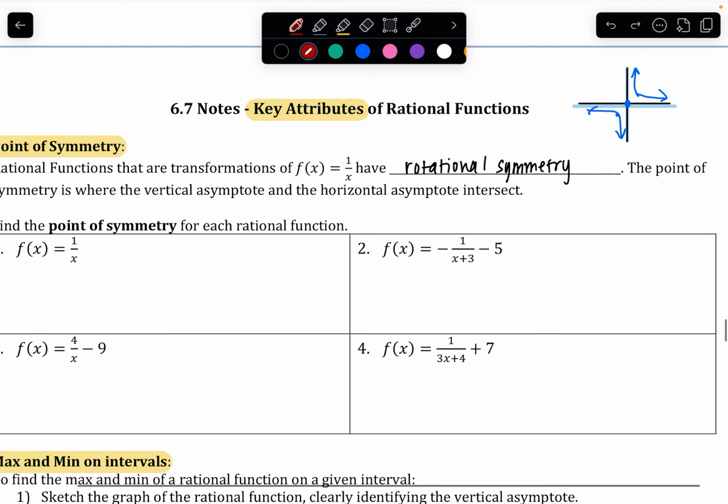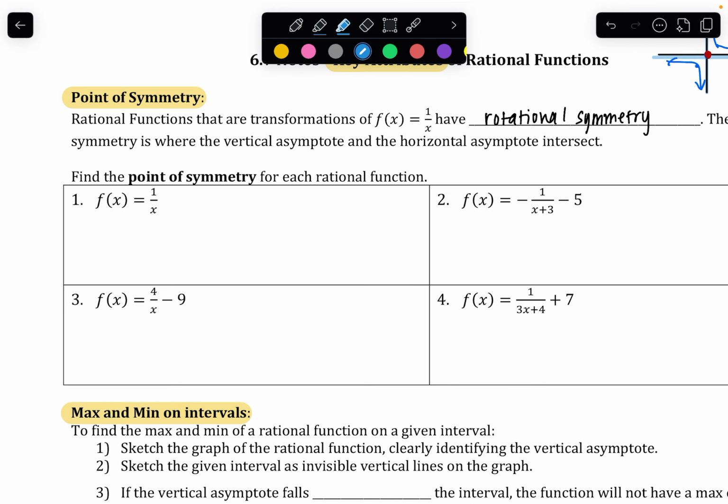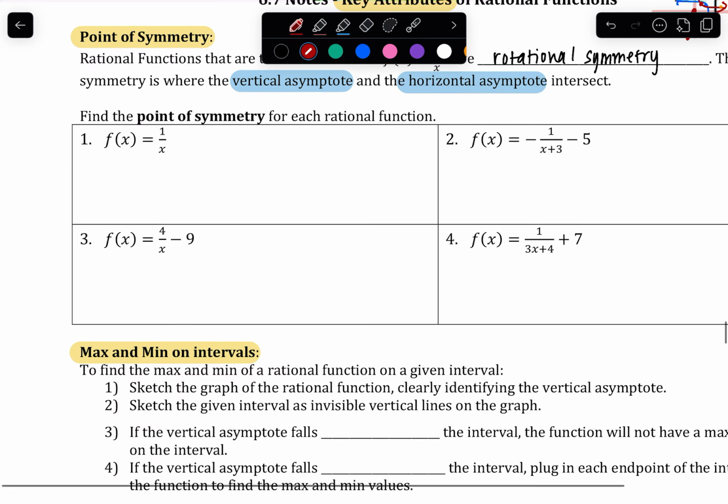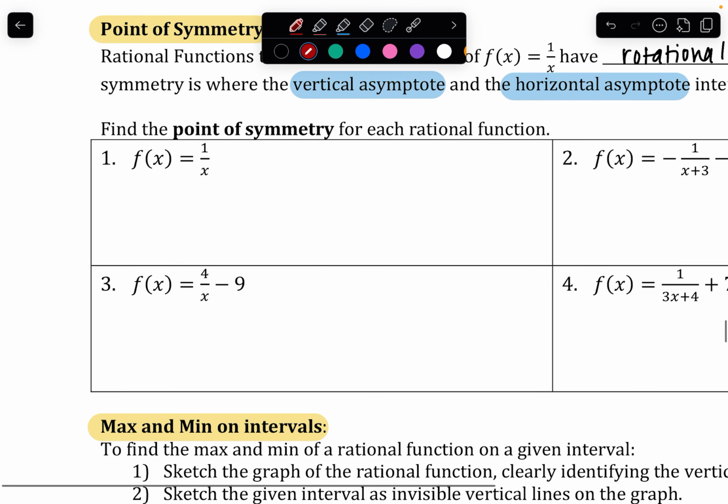Okay, the point of rotational symmetry, in this case, was the origin, but it's actually where your vertical and horizontal asymptotes intersect. If you move the vertical and horizontal asymptotes, wherever they move to, their intersection is your new point of symmetry. If I were to move the vertical asymptote here and the horizontal asymptote here, I would have my function symmetrical about this new intersection point.